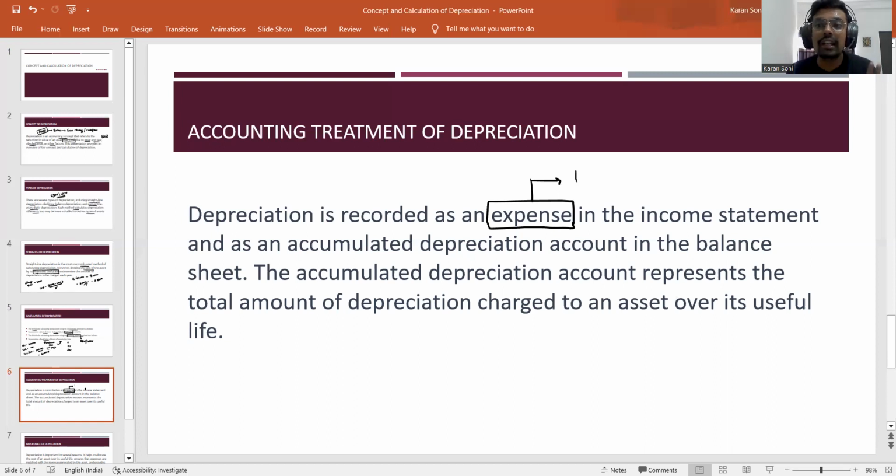It is an expense, but very important, it is not leading to any cash outflow. We are not paying cash 8,000 rupees every year. I have already paid 40,000 for this laptop, right? Now I am calculating depreciation 8,000 per year. But am I paying another 8,000 every year to someone as an expense? No, I am not doing that. So in that case, we conclude that depreciation is an expense, but it is a non-cash expense. It is not leading to any cash outflow.